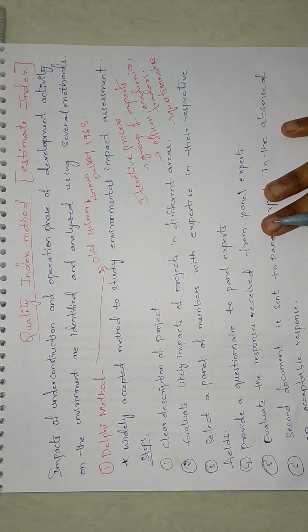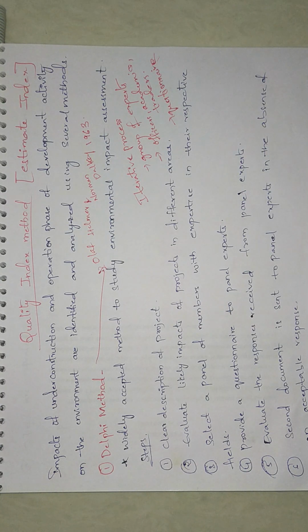The clear first step is a clear description of the project. You should have a clear description of the project, and then you have to find the impacts of the project in the different areas, that means in regard to pollution, land, and water. So you have to find the different impacts. What are the impacts? And then you have to select the panel of members. That means you select the experts among whom the questionnaire will happen.